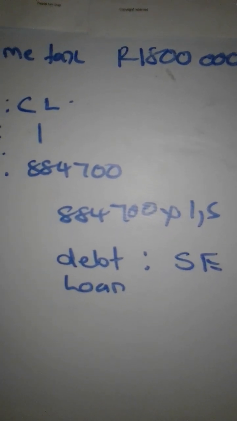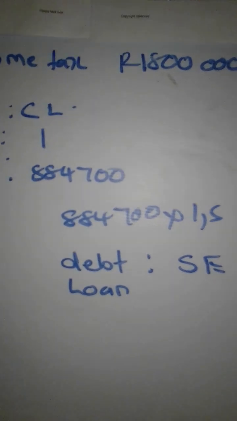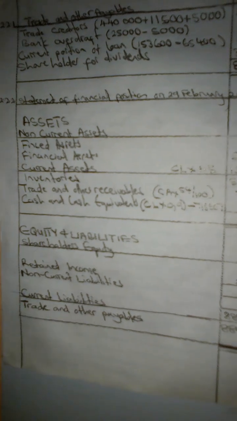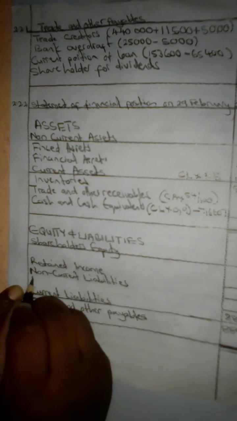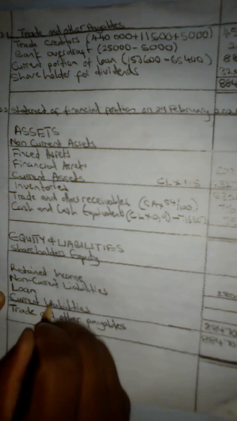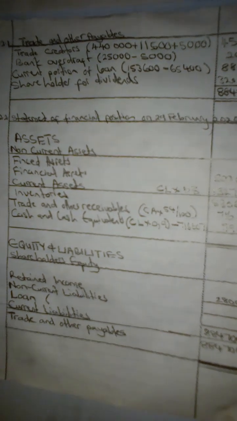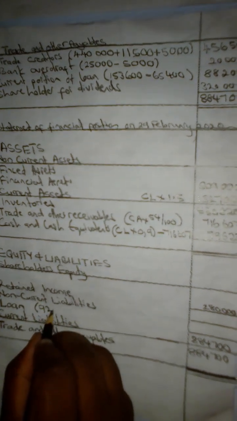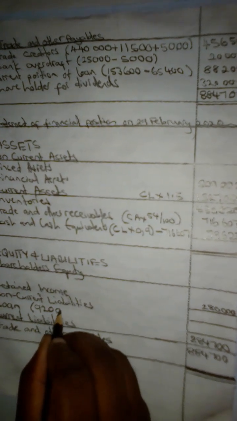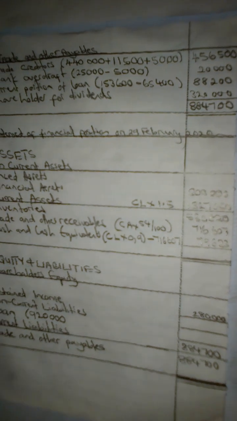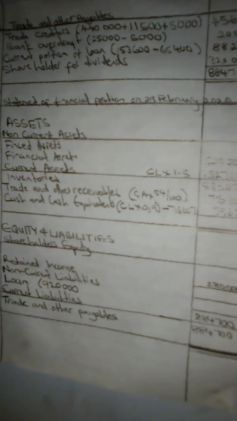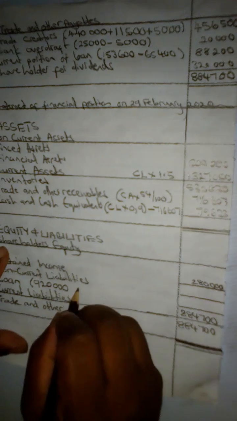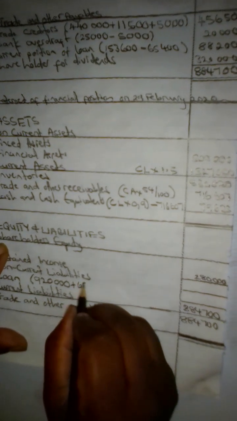Let's do the calculation together. We can actually go straight to where it's written non-current liabilities, and then we record the loan. We do that adjustment here. Let's look at what we are given. We are given the balance at the beginning, 920,000. What happened? We are going to say plus 65,400. Why? Because the interest is being capitalized.